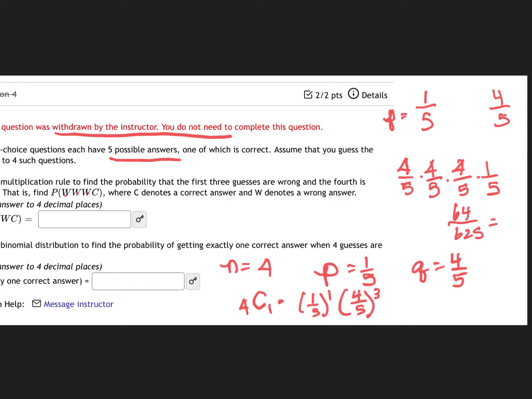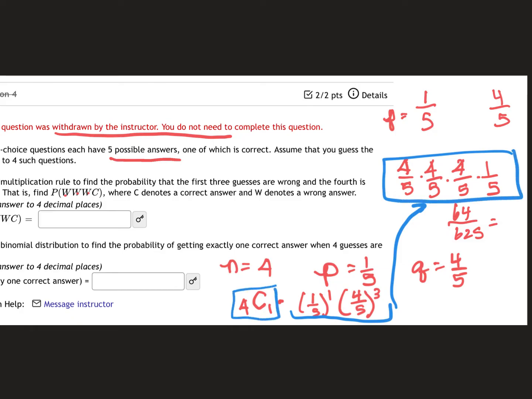You'll notice that this math right here matches that math right up there. Why do you have this? Because this didn't say what order you're getting them right. You could have guessed the first question right, and then wrong. You could have guessed the second question right, and then wrong. Or the third question, or the fourth question, right? So this 4 choose 1 denotes how many different ways I could do that, which is 4.